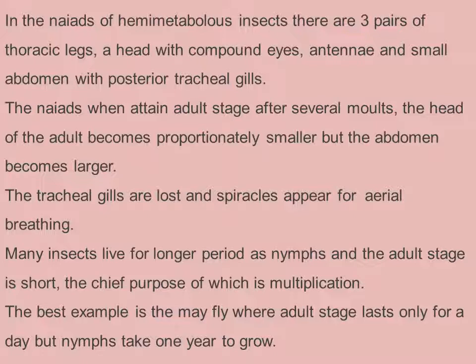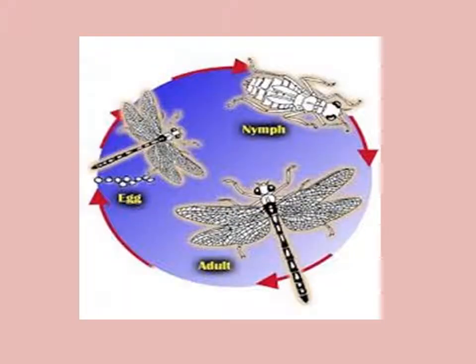Many insects live for a longer period as nymphs and the adult stage is short, the chief purpose of which is multiplication. The best example is the mayfly, where the adult stage lasts only for a day but nymphs take 1 year to grow. So just see the drastic difference: the mayfly adult lives for only a single day, but nymphs take 1 year to grow. So this is a dragonfly: the egg, the naiad, and the adult. Actually, it's not termed a nymph, this is termed a naiad.